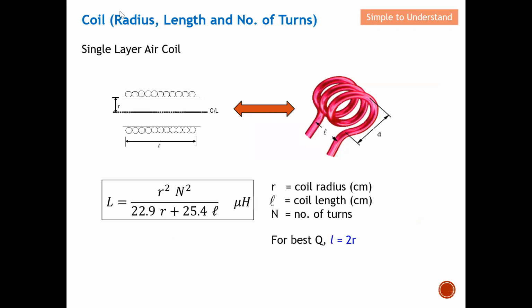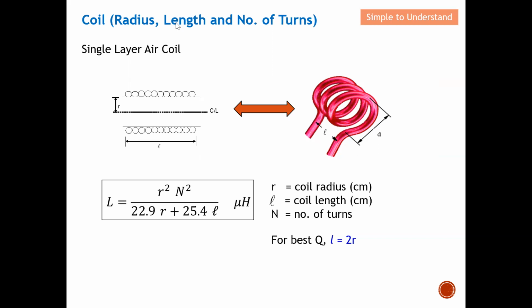Firstly, let's understand how these three parameters affect the value of an inductor. The radius, where is the radius? You can see from here, this is the diameter. In order to obtain the radius, it will be the diameter divided by 2. So we can obtain the radius.